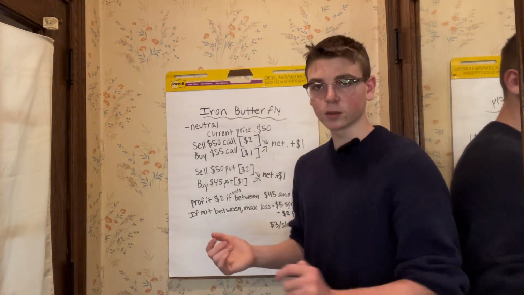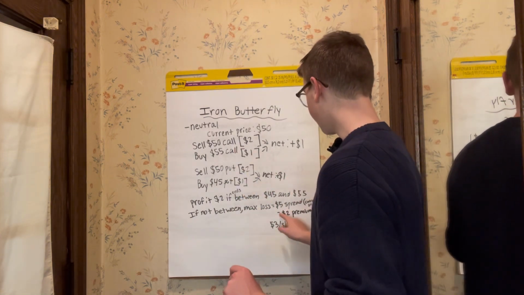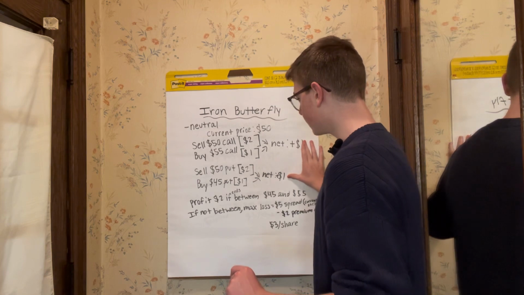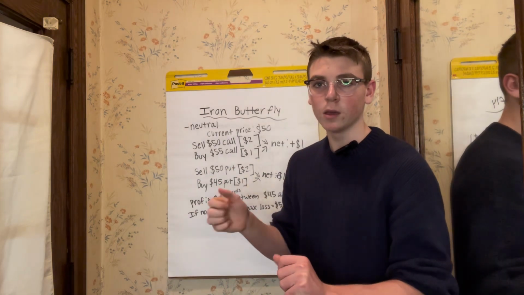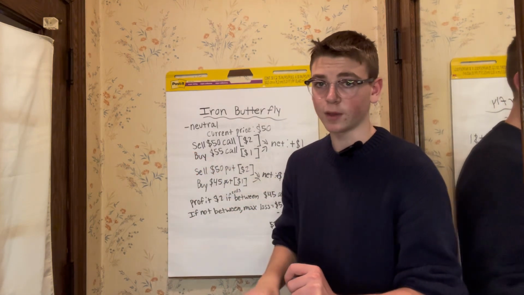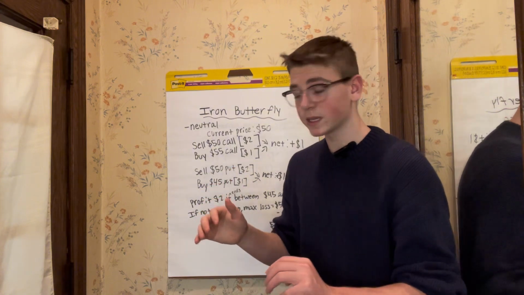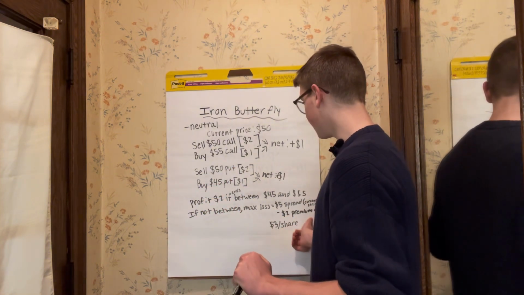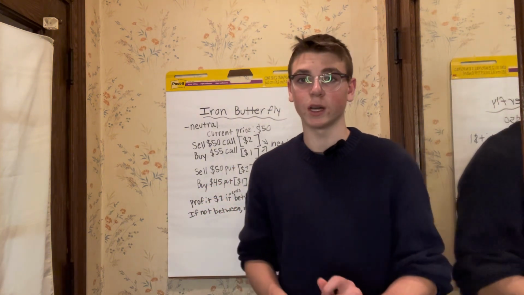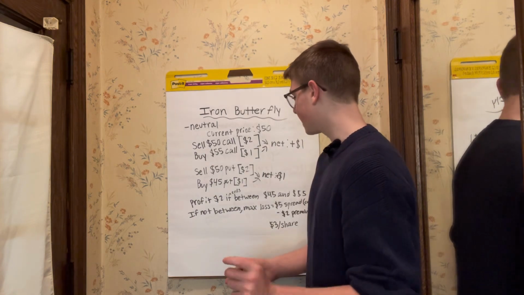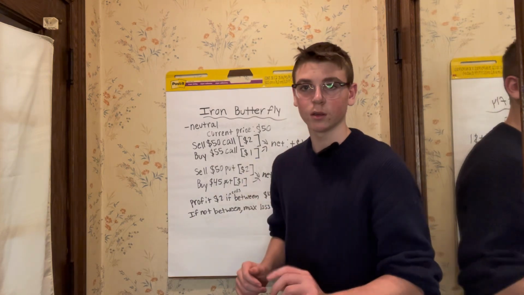So that's $5 you would lose per share, but then minus the $2 premium you got off of these, because it can really only go one way. So it goes up $5 or goes down $5. You lose $5 max, but then you get $2 premium. So really you can only lose $3 a share. And if it stays neutral, you're going to get $2 a share. So let's go to the next one.